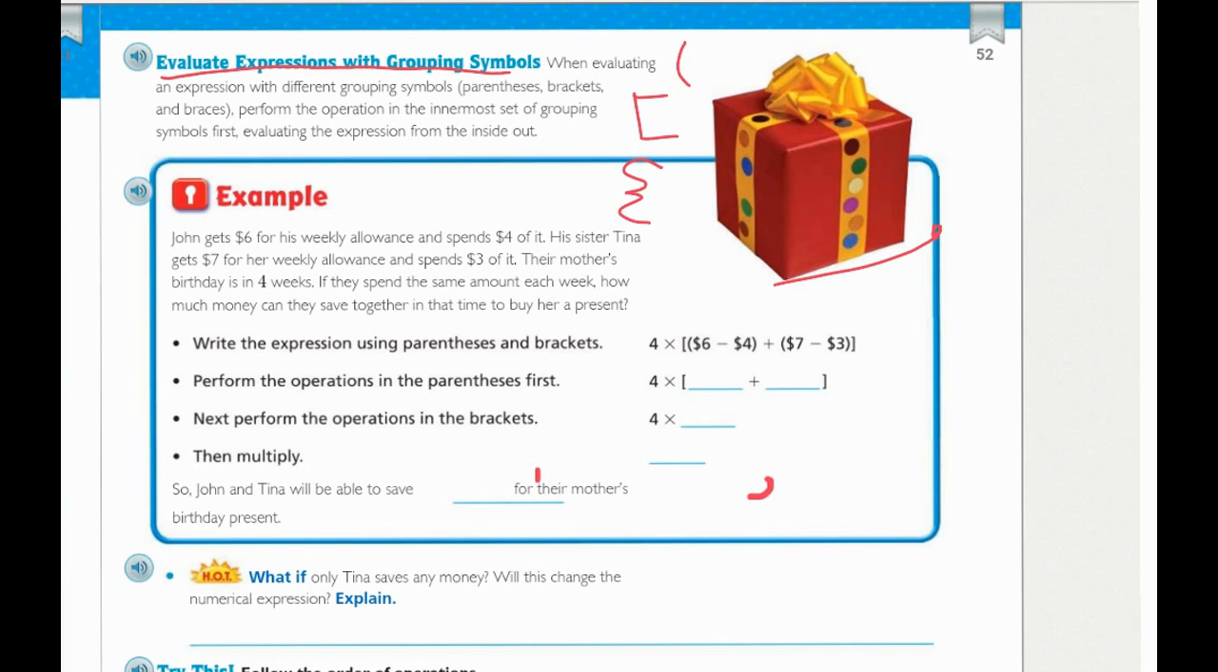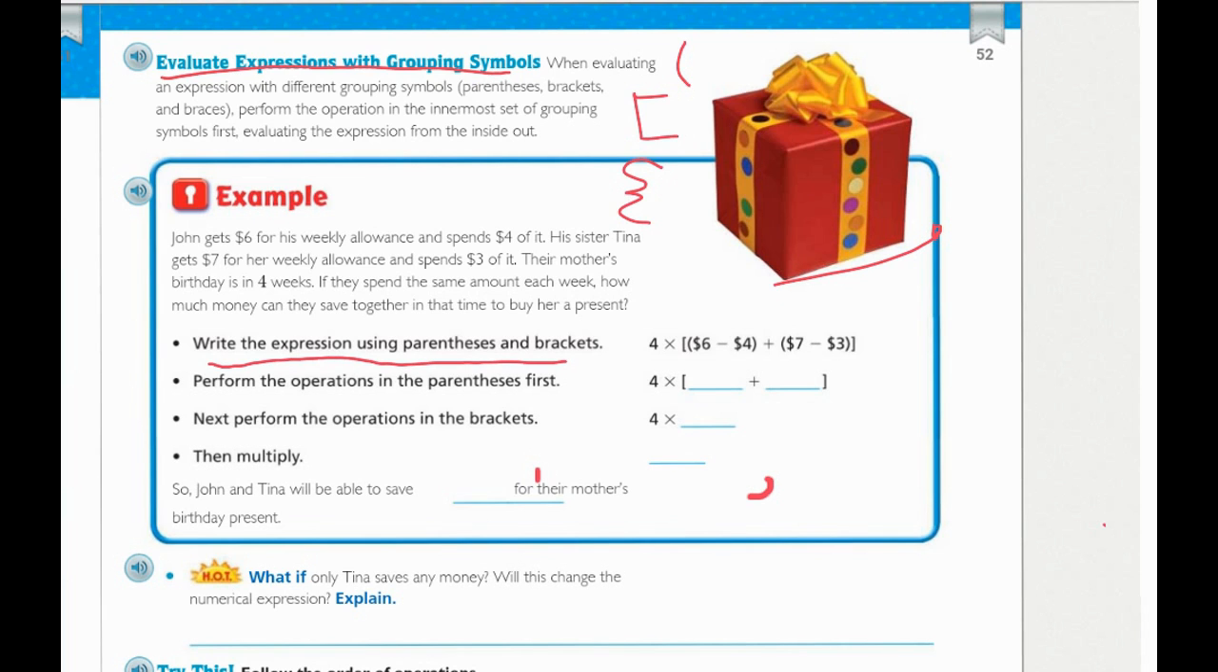So let's read the next problem, the example. John gets $6 for his weekly allowance and spends $4 of it. His sister Tina gets $7 for her weekly allowance and spends $3 of it. Their mother's birthday is in 4 weeks. If they spend the same amount of money each week, how much money can they save together in time to buy her present? So write the expression using parentheses and brackets.